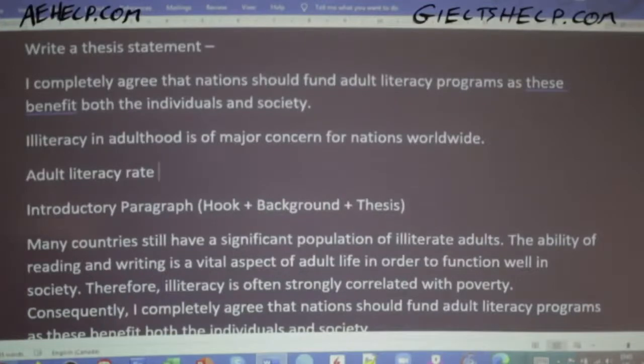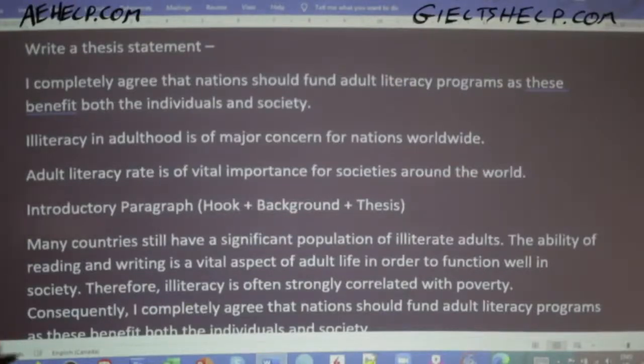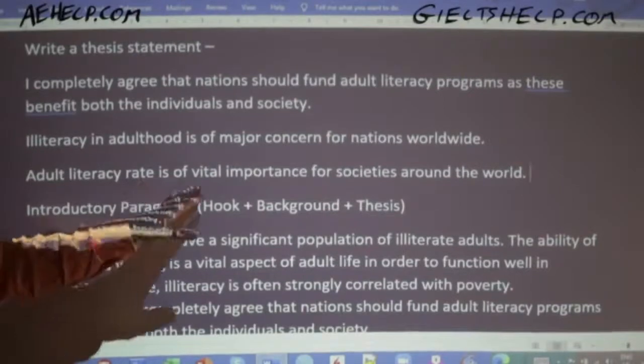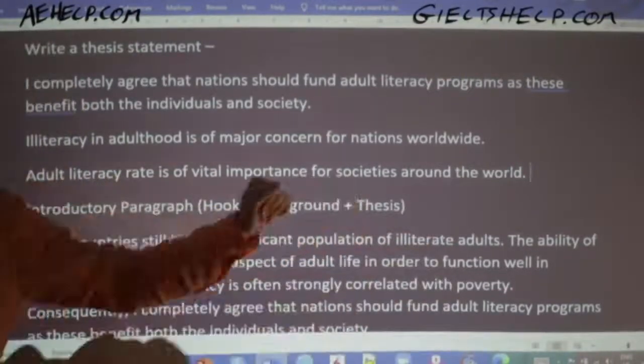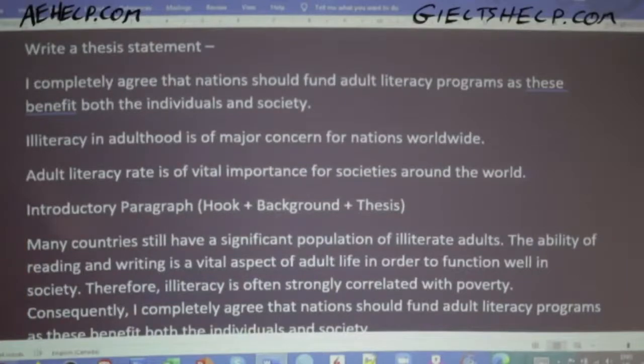is of vital importance for societies around the world. Okay, so what you're trying to say, Ken, basically, in other words, is the number of adults in a country who can read is very important for those countries in the world. And the way to express that is adult literacy rate is of vital importance for societies around the world. Okay, that would be the clearer way to express that.